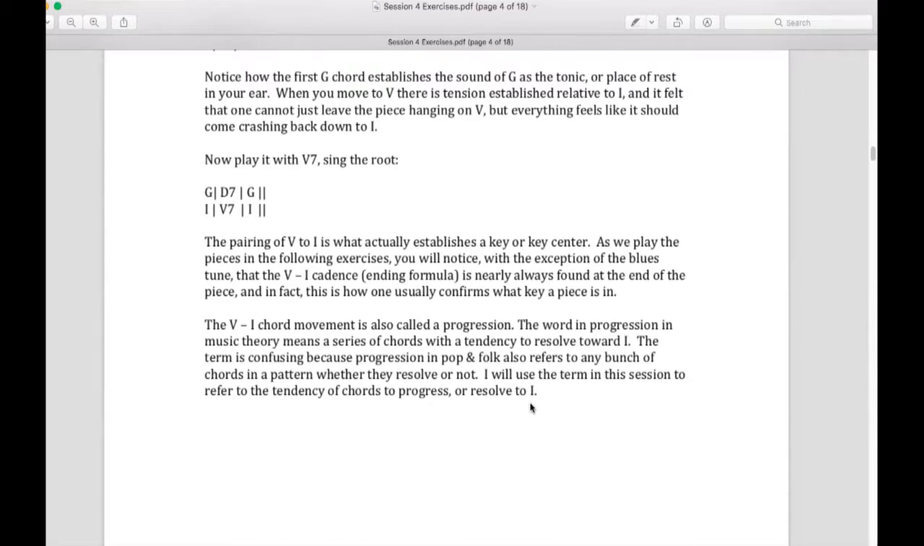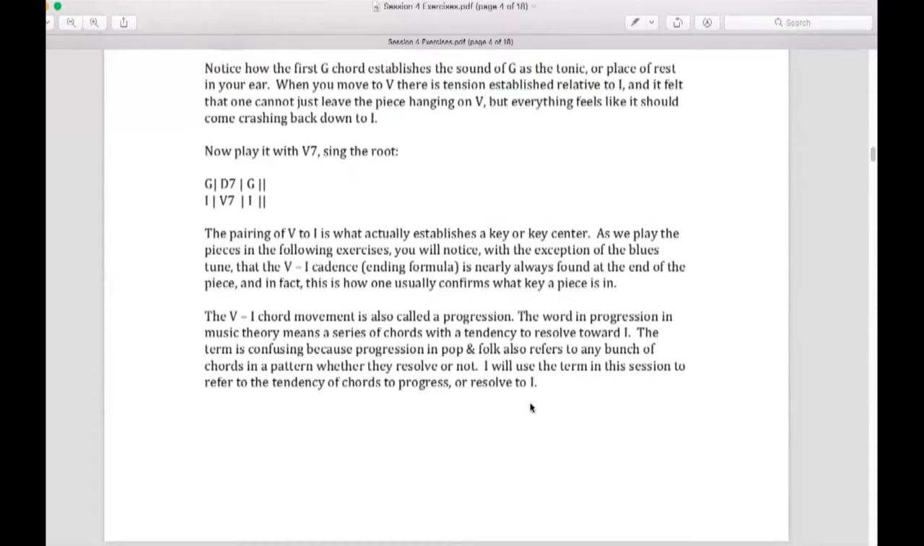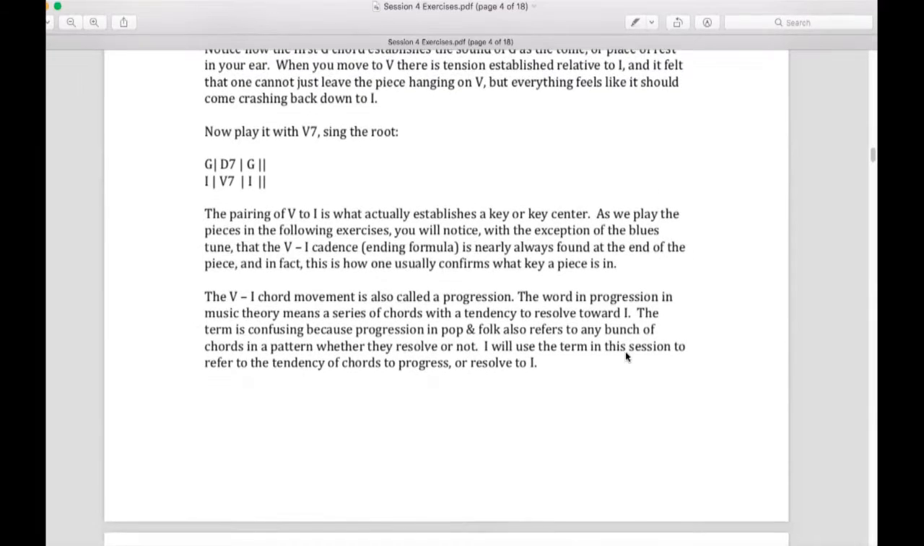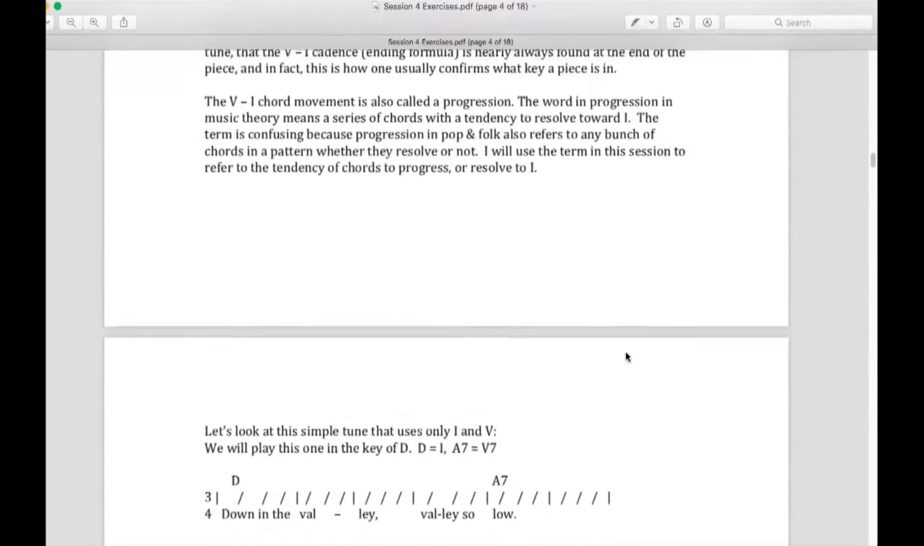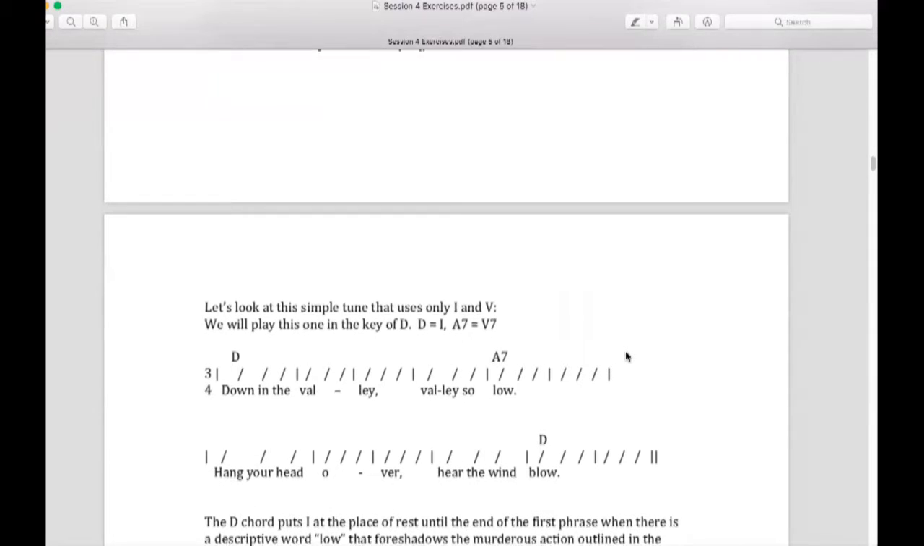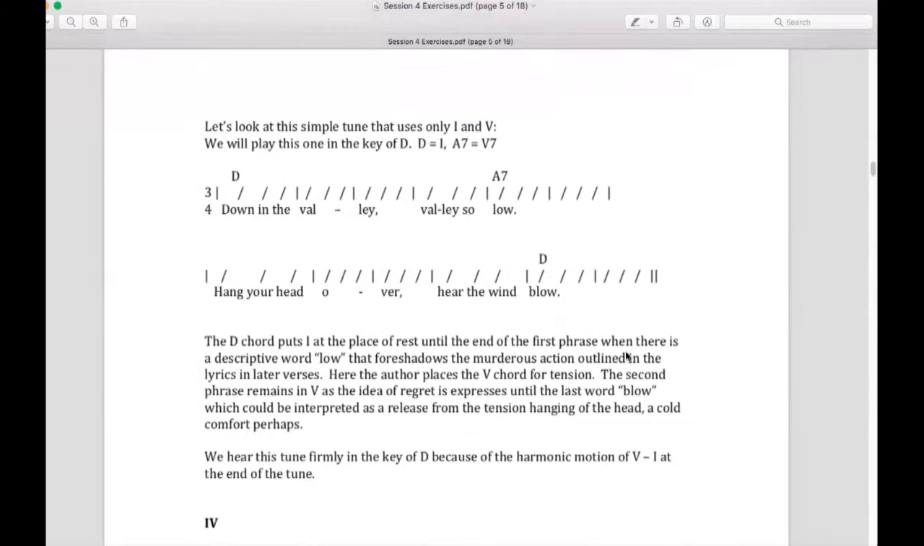Any questions about that? And so that's how you figure out what key you're in. You look at the key signature, but you look at the last chord and the last cadence and see if you can find a 5-1 relationship. All right, so now we're going to play a song that deals only with 1 and 5.